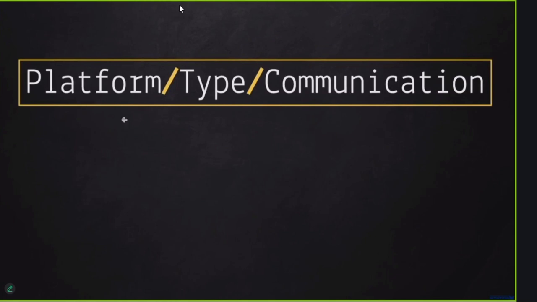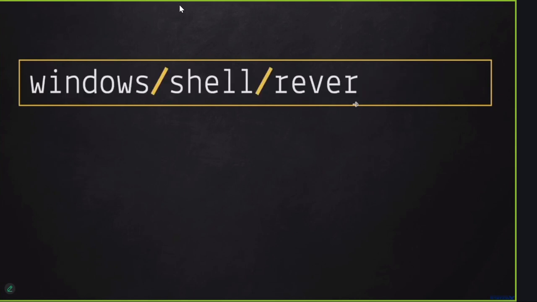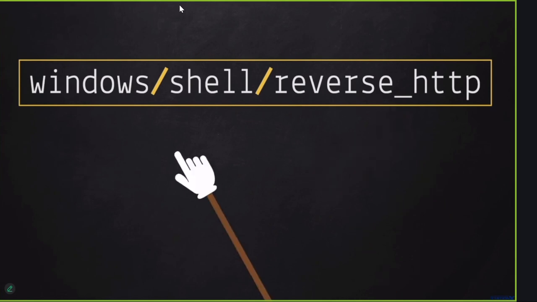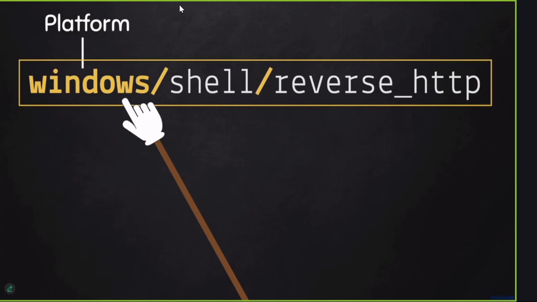Now these parts, first of all, refer to the platform that the payload works on, the type of payload, and the communication channel or method that the payload is going to use in order to give you remote control over that computer. So an example would be windows/shell/reverse_http. And as I said, the first part in here is the platform. So this specific payload is designed to work on Windows computers.